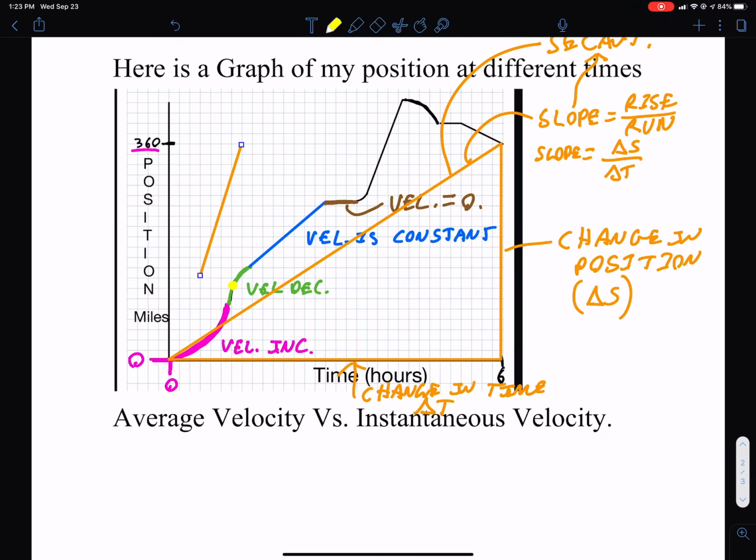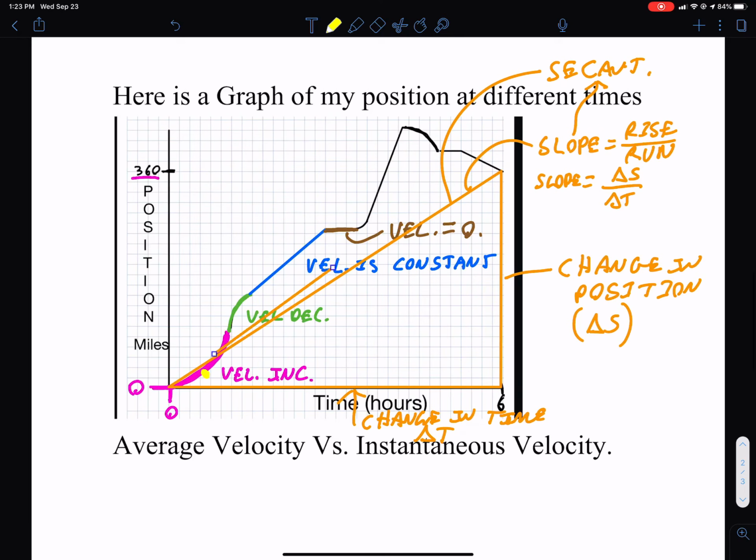But let's look at a different spot. So let's get rid of, whoa, I didn't want to do that. I want to get rid of that dot. Okay. Let's look at a different point. I'm going to put a yellow dot right there. Do you see that? I'm going to move this line down to that point.